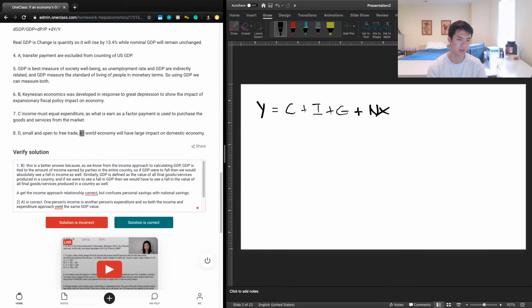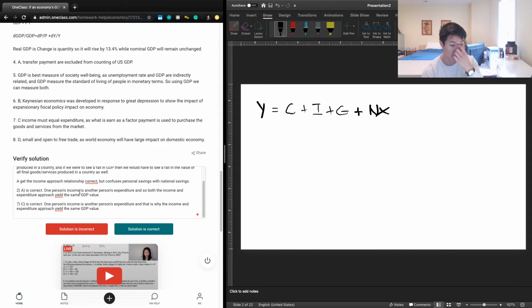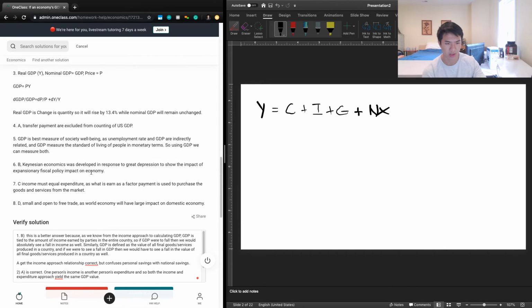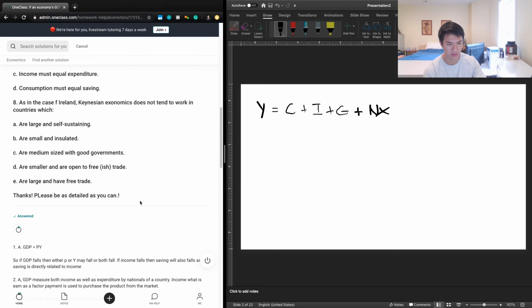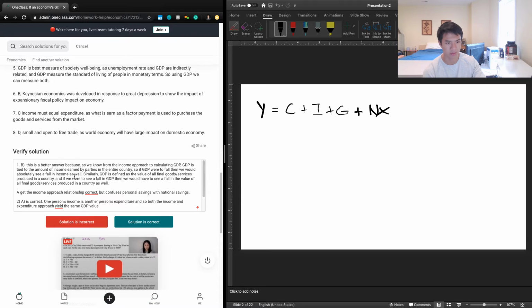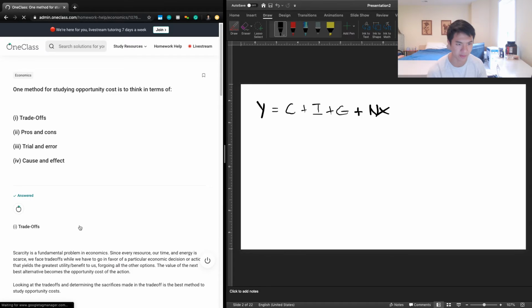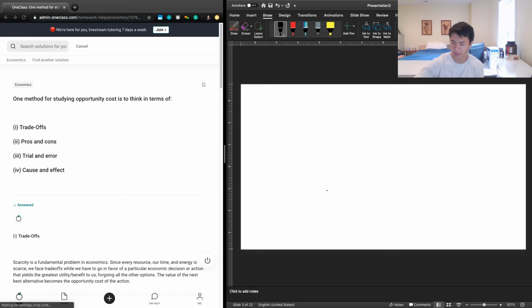And that is the same answer that the previous tutor says. D, small and open to free trade, as the world economy will have a large impact on the domestic economy. And so we find we've had a couple corrections, but most of these corrections are just minor things, and the previous tutor got most of these questions exactly correct. So we're going to mark this as one of the questions we said was incorrect, but for the most part we know that a lot of those are correct. Okay, so let's move on to the next question.